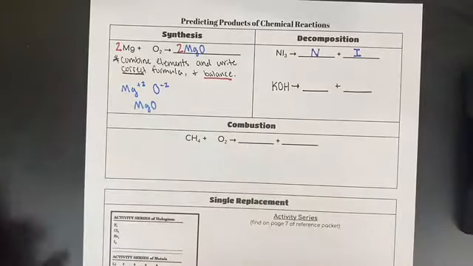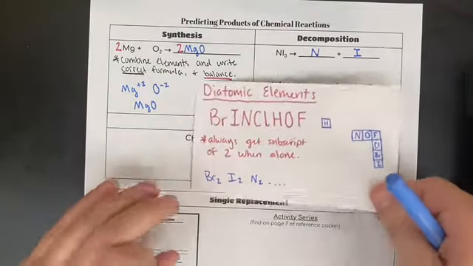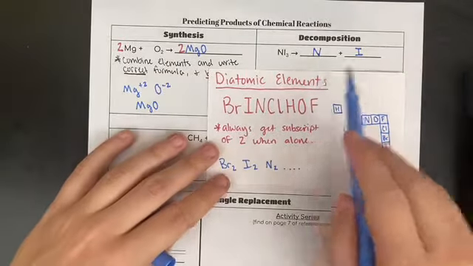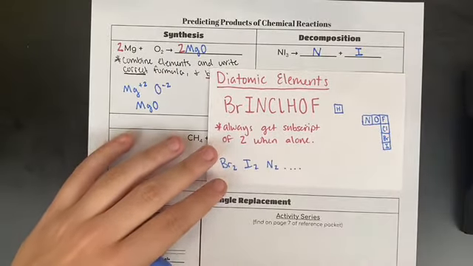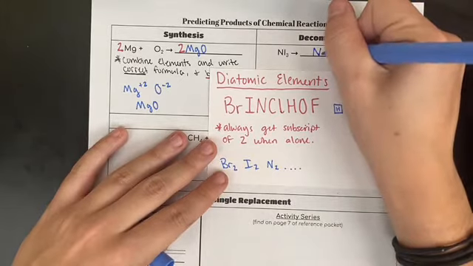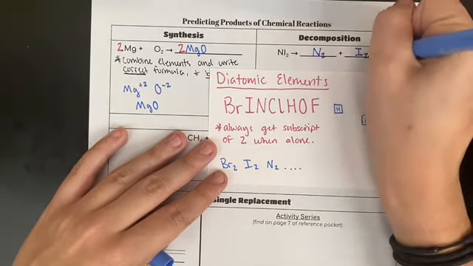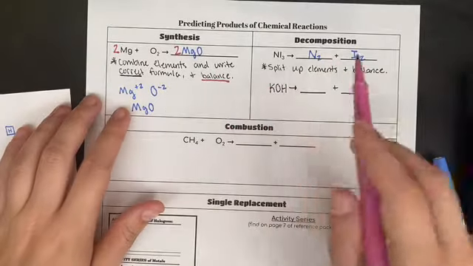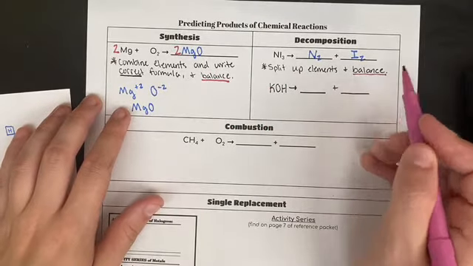So if we have nitrogen iodide, they're going to split up into nitrogen and iodine. Now this is where we have to remember those diatomic elements. Nitrogen and iodine are both part of Brinkelhoff. So that means they're going to be N2 and I2. So for this kind of decomposition, we're going to split up the elements and, of course, balance.